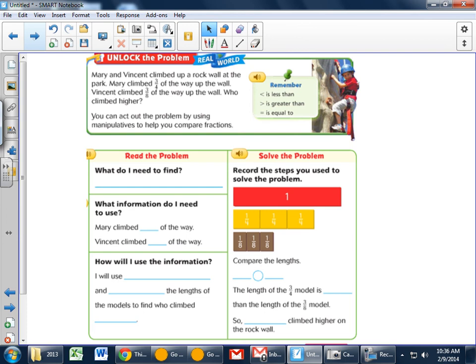Okay? All right, jumping into our lesson, comparing fractions. Unlock the problem. Mary and Vincent climbed up a rock wall at the park. Mary climbed 3/4 of the way up the wall. Vincent climbed 3/8 of the way up the wall. Who climbed higher? You can act out the problem by using manipulatives to help you compare fractions. So if you want to go ahead and get out those fraction bars, you can do that. What we need to find is who climbed higher.